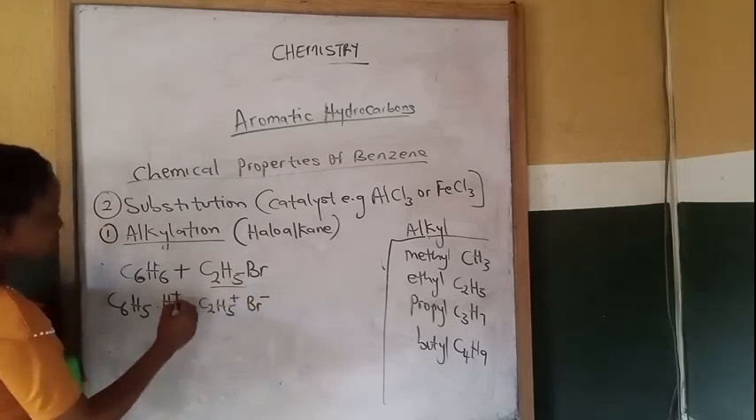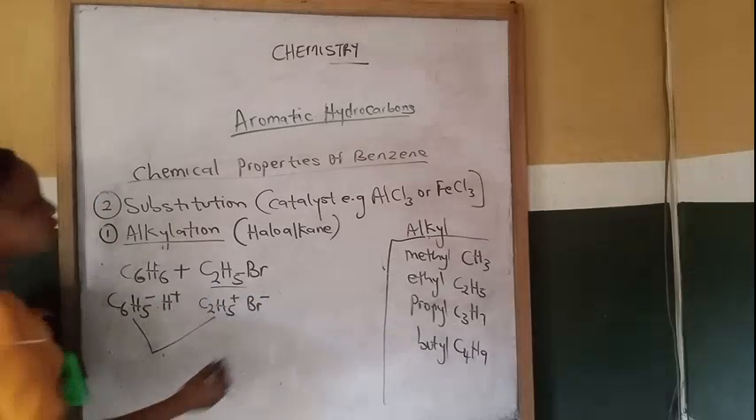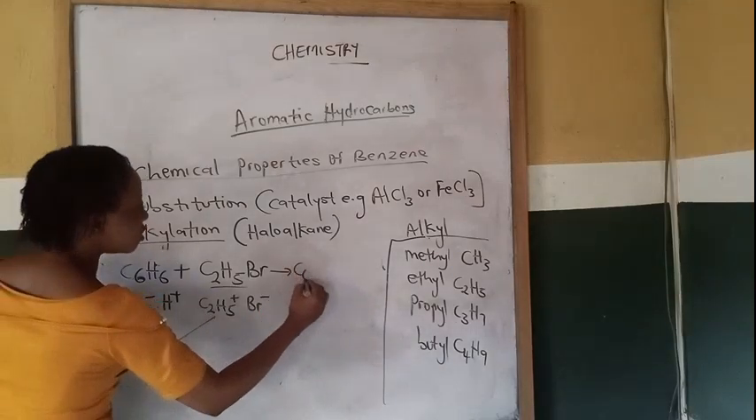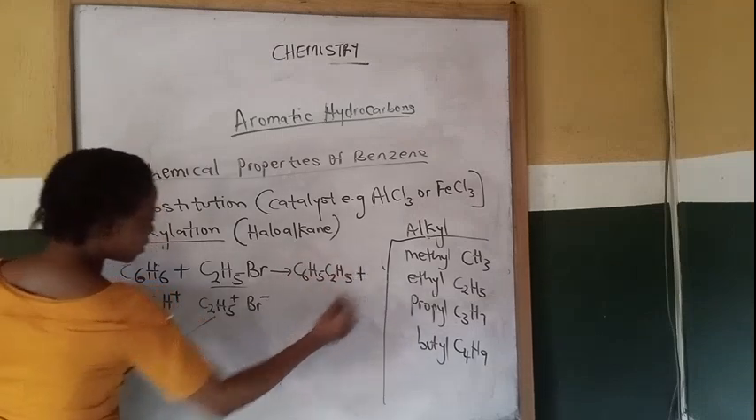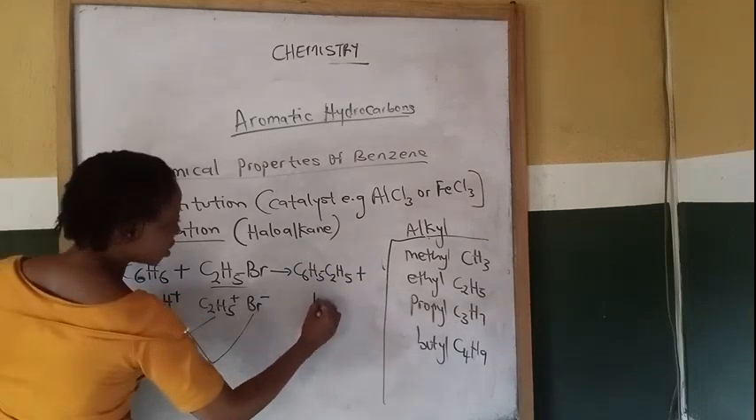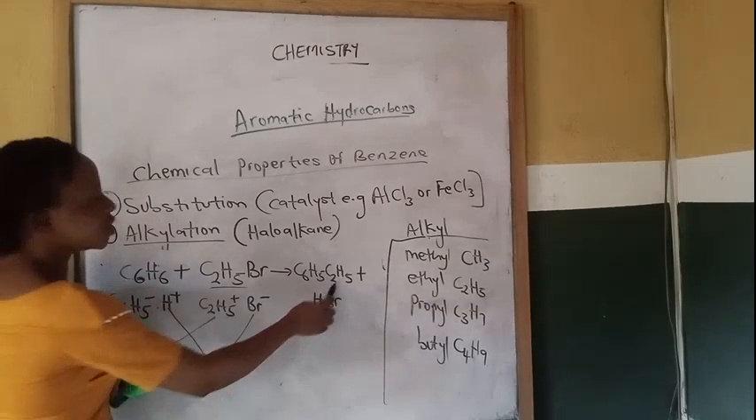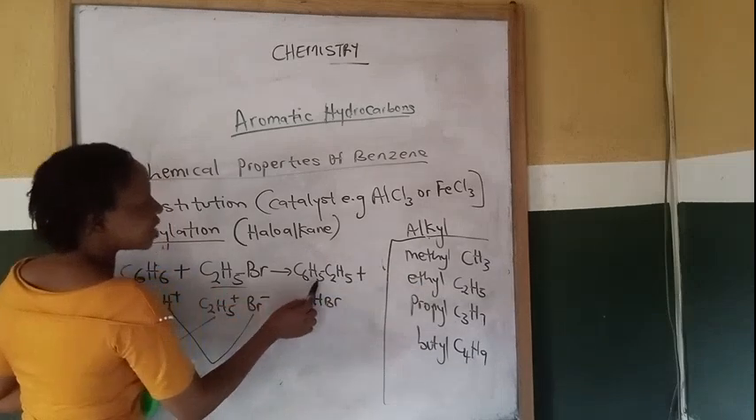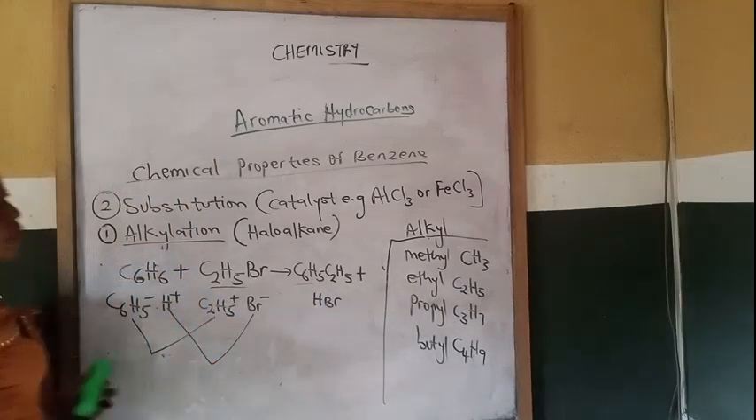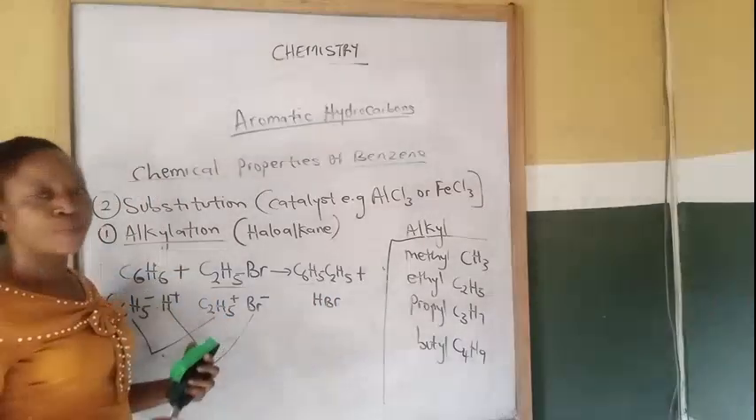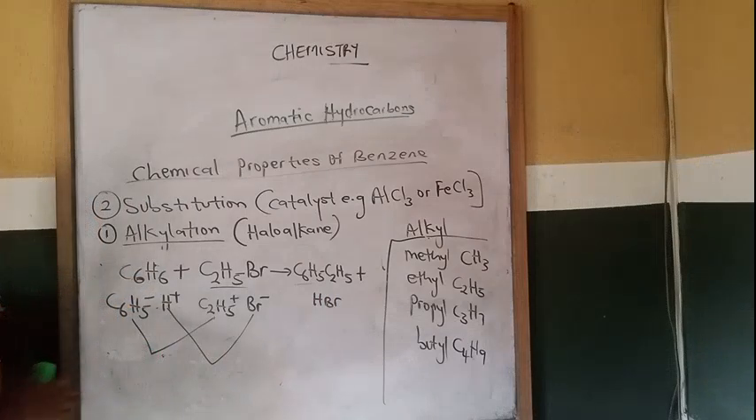Bromine carries a negative charge, and the alkyl group is positive. Positive will combine with negative to give us a compound. So our product will be C6H5C2H5 plus hydrogen combining with bromine to give us HBr. Now let's name our product formed here. C2H5 is ethyl, while C6H5 is from the structure of benzene. So what will you call it? You call it ethyl benzene. Ethyl benzene and hydrogen bromide. That is the alkylation reaction.